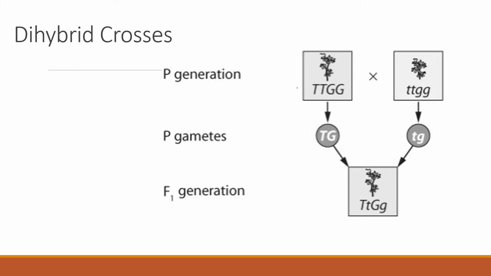Dihybrid crosses, two trait crosses. Remember, the key thing here is that these are on different chromosomes. Height is on one, color is on the other. So this might be on chromosome number 5, this on chromosome number 1. They are on separate chromosomes, so that's why we write both alleles in the gametes.